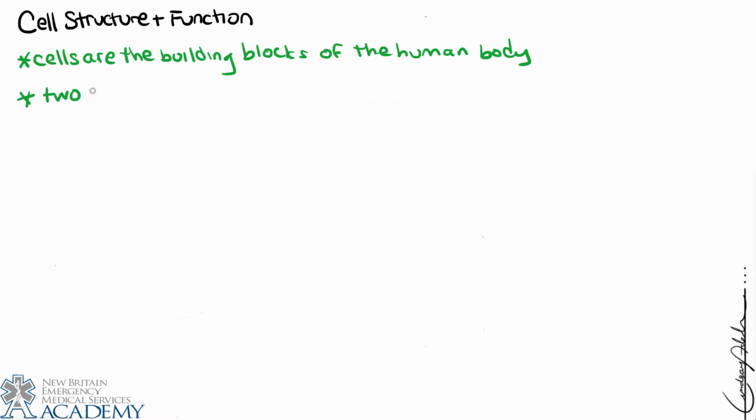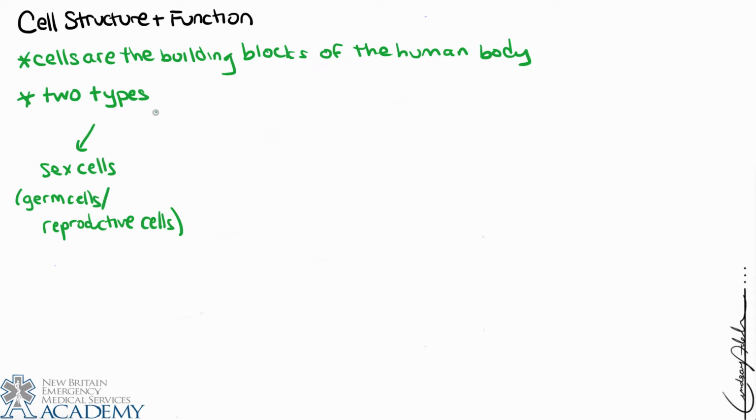So there are two general classifications of cells. The first is sex cells, alternatively referred to as germ cells or reproductive cells. This is the sperm and the oocyte, which is the egg, but oocyte is the more proper way of describing it. And then everything else is considered a somatic cell. So somatic cells are body cells.